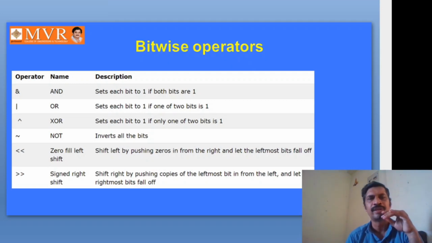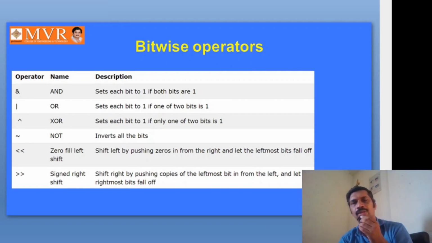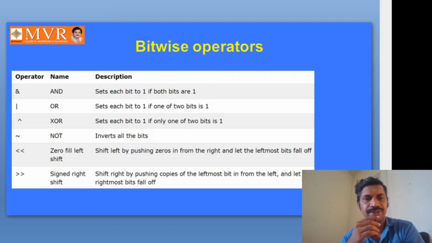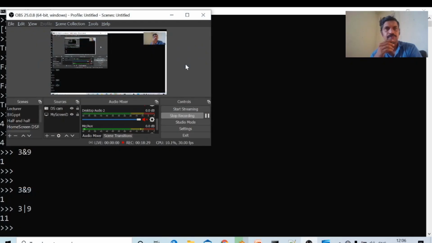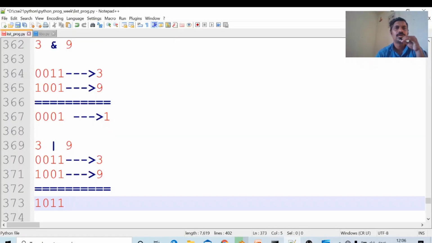It will perform the bitwise operation 3 or 9. Okay, this is about the OR operation. Here, see the output. 3 and 9 equal to 1. 3 or 9 equal to 11. Okay, this is the example.